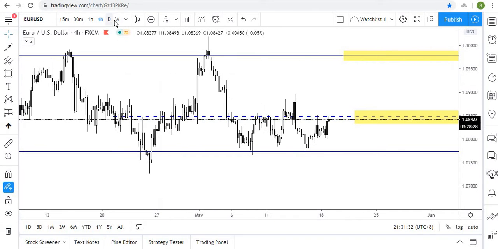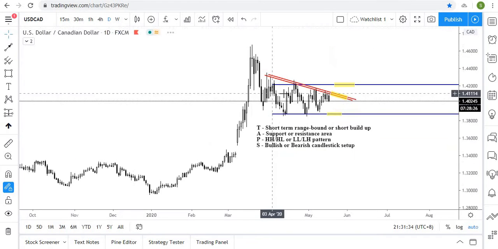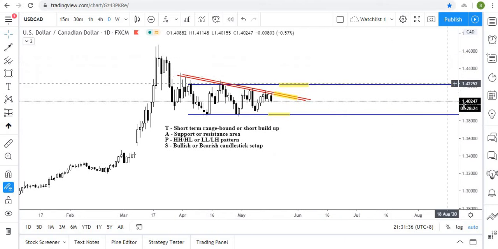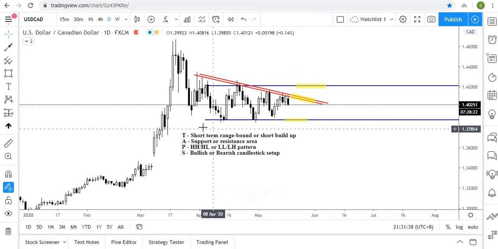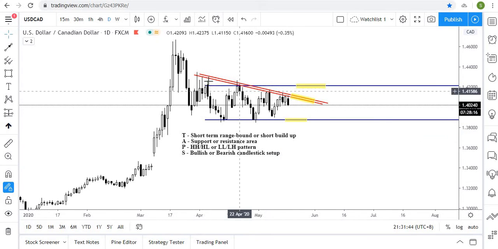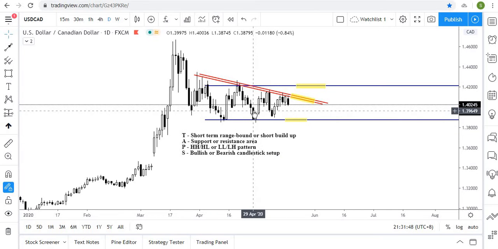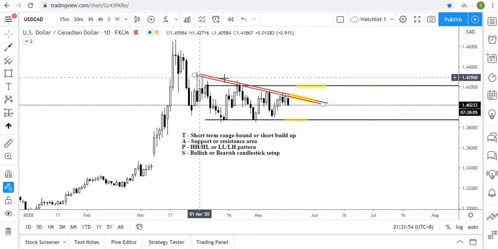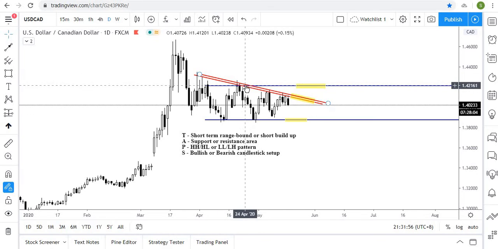Okay, so we move on to USDCAD. In the past month, it's actually been range bound, short-term range bound. We can see the same high and same low, but in the most recent 2 weeks, the price is forming a lower high point.